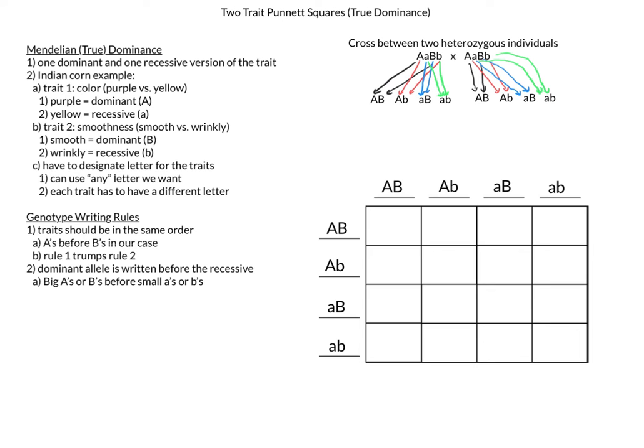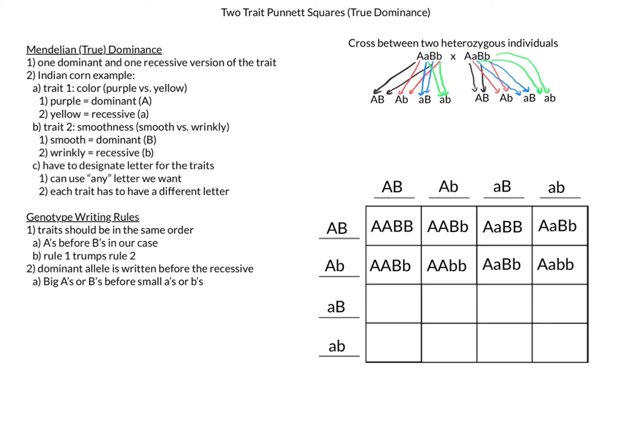So starting in the top row, going from left to right, we have big A, big A, big B, big B. Next is big A, big A, big B, little b. Third, big A, little a, big B, big B, and lastly, big A, little a, big B, little b. Second row from left to right would be big A, big A, big B, little b. Next, big A, big A, little b, little b. Third, big A, little a, big B, little b. And lastly, big A, little a, little b, little b.